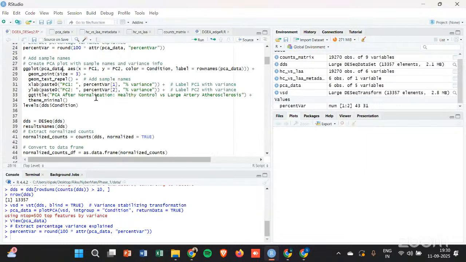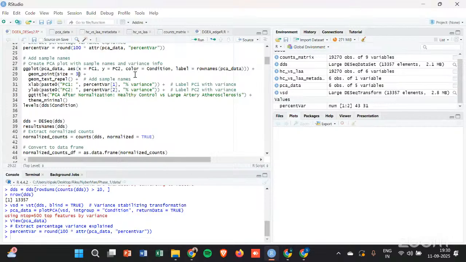Then in ggplot, you have to give plus when you're adding stuff. So here geom_point basically means, for each sample, what is the size of the point. I have just put size 3. You can put anything as long as it helps you out. And geom_text_repel is a function that is required for you to add the sample names on the plot.